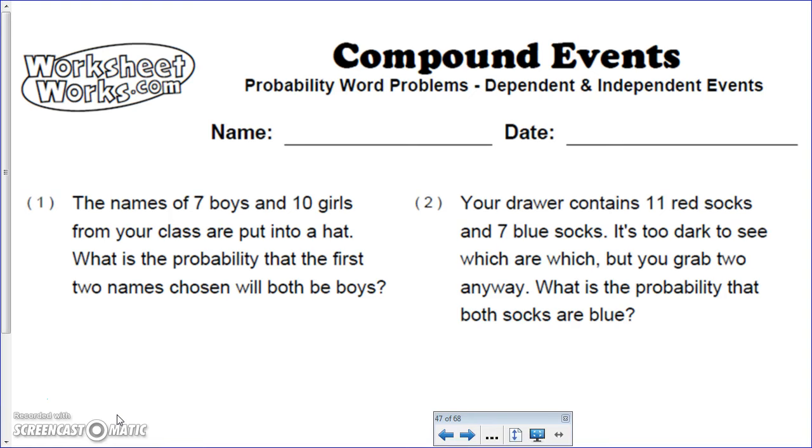Compound events, probability word problems, dependent and independent events. Independent events are two events, like rolling a die and flipping a coin, where the outcome of the first event doesn't affect the second event at all. If I roll and get a 5 on the die, it's not going to affect whether I get a heads or a tail on the coin. Dependent events are connected. What happens with the first event determines the probability of the second event happening. So we're going to walk through some examples here so you can see how that works.